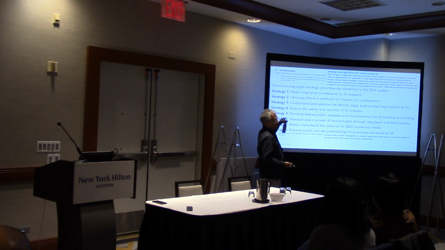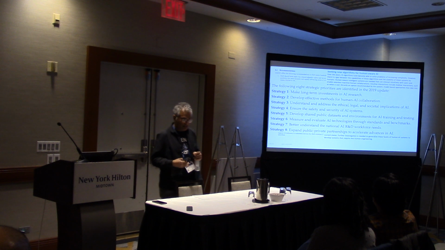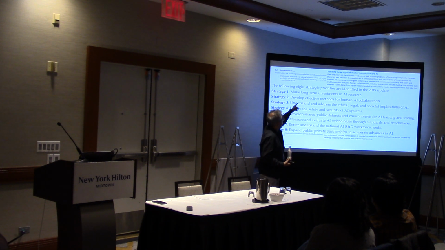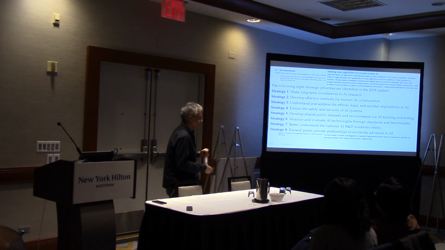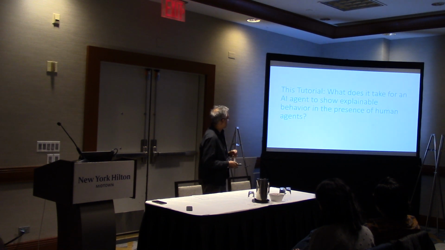the current administration, which actually has a pretty strong Office of Science and Technology Policy. They came out with strategies for doing AI research right now, and number two is to develop effective methods for human-AI collaboration. So again, things have become a lot more interesting on this front for a while.